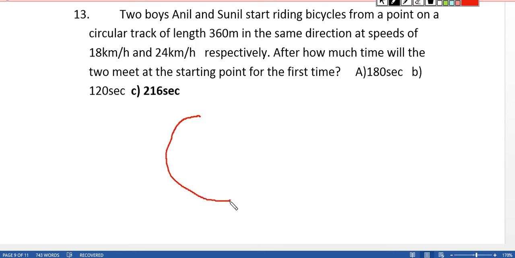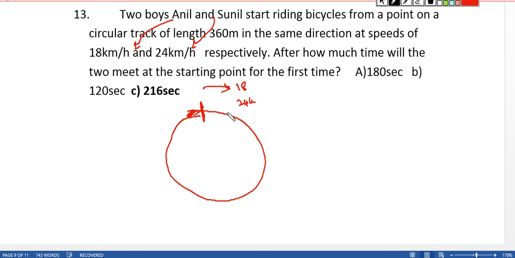So we have a circular track. This looks somewhat like a circle. Let's assume that this is a circular track, and both of them start at the same point. This is the starting point, and both of them travel in the same direction, clockwise. Anil travels at 18 km per hour, and Sunil travels at 24 km per hour.